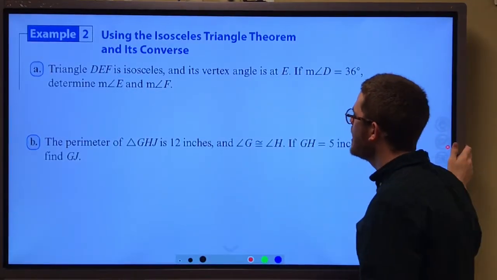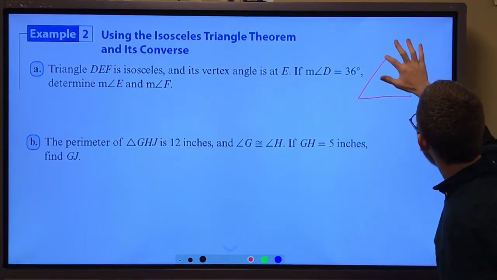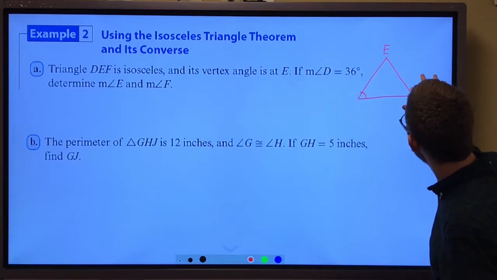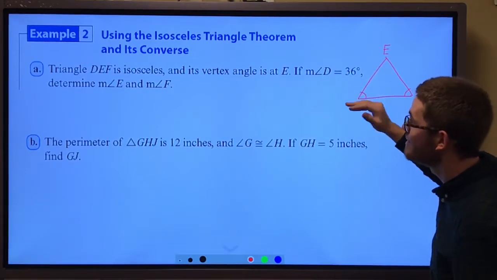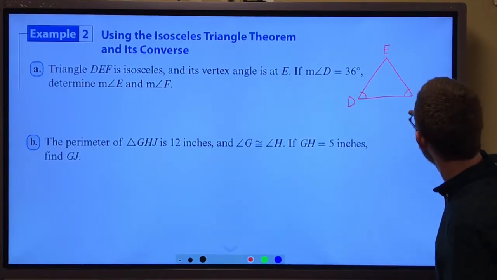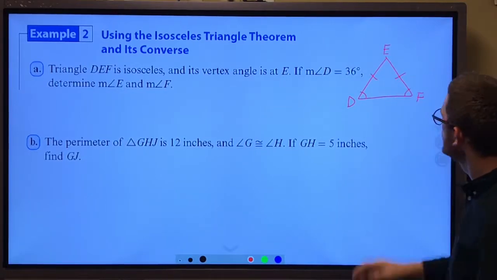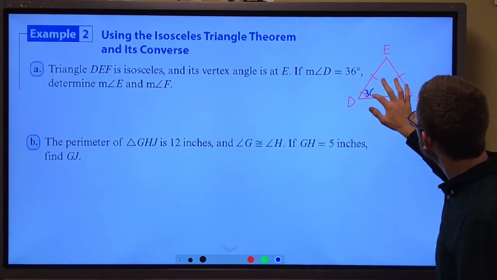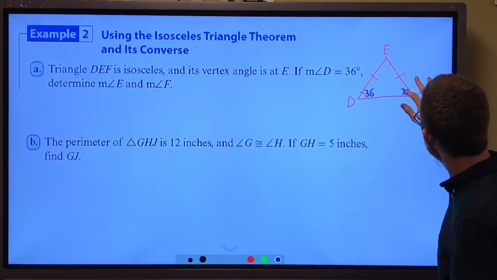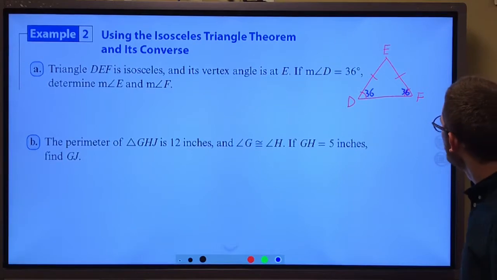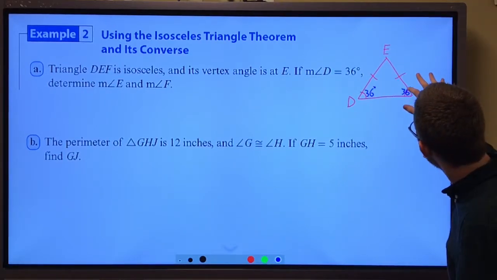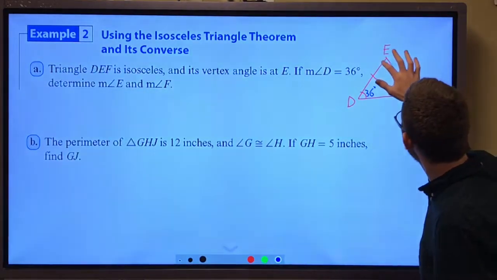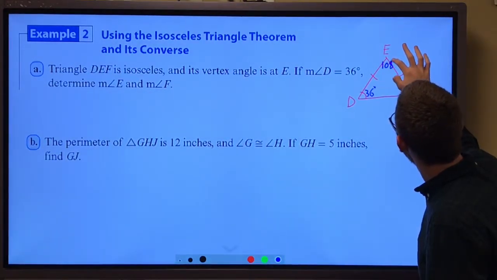Here, triangle DEF is isosceles. I'm going to draw that out. It says the vertex angle is angle E, so that means the other two angles are congruent since it's isosceles. The triangle looks like this. D is 36, that means F is 36, and those are both in degrees, and that would mean that E would be 108 degrees.